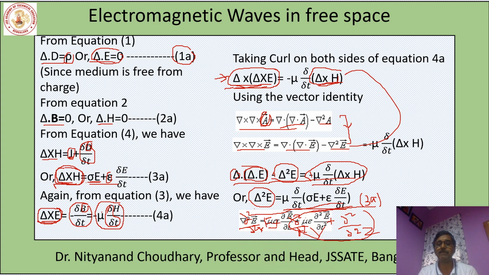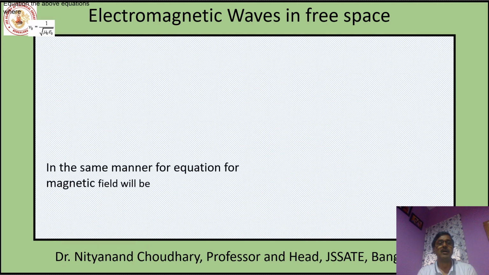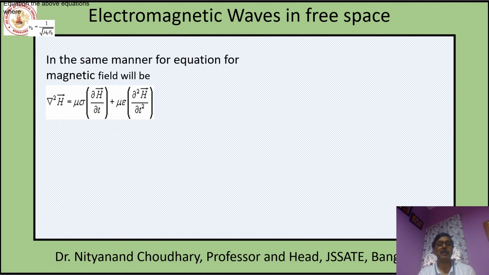So what is the equation that I am going to find out? This is the equation that I am going to find out for del square H. That is, this is for your magnetic field. So mu sigma del H upon del T plus mu epsilon del square H upon del T square. This is the equation that I am going to get for magnetic field, right? Now let us proceed further.